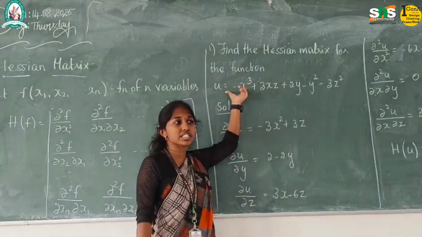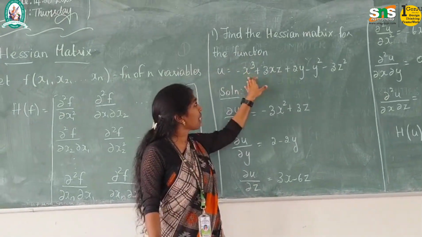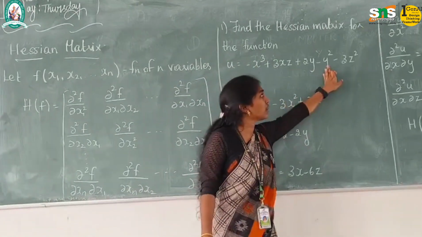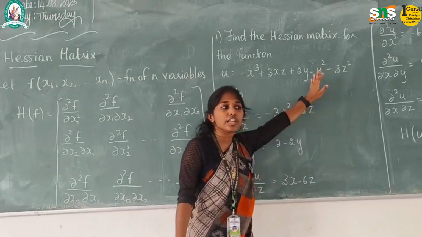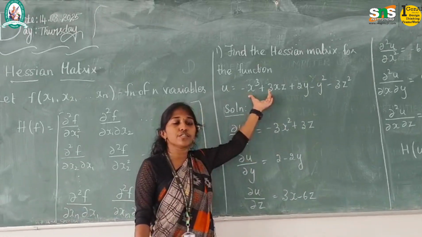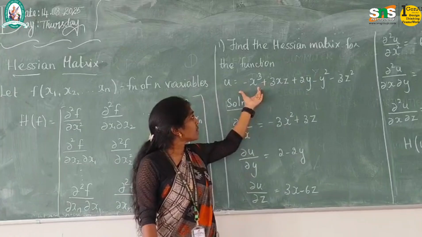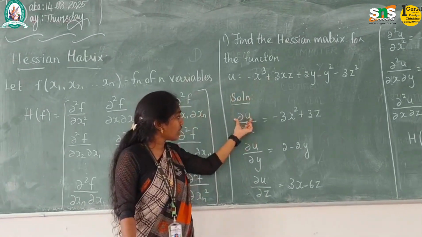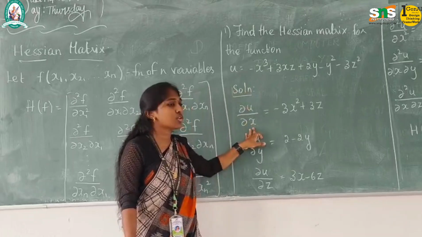Find the Hessian matrix for the function. So here the function is u. The defined function is minus x cube plus 3xz plus 2y minus y square minus 3z square. We are going to find the Hessian matrix for this function. So we are going to differentiate this function. First, we are going to differentiate the function u with respect to x.